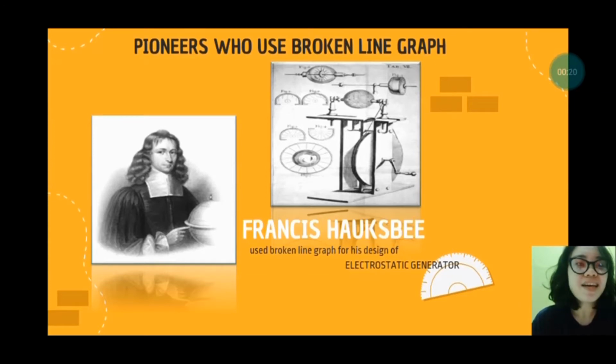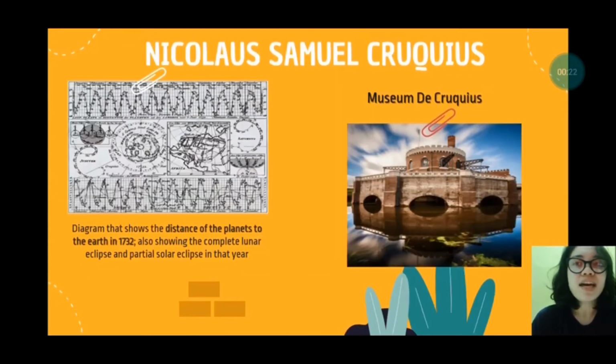Next, Nicholas Samuel Kakayas. He was a Dutch land surveyor, cartographer, and land reclamation engineer. Here is an example of his diagram using broken line graph. This diagram shows the distance of the planets to the Earth in 1732. This also shows the complete lunar eclipse and partial solar eclipse in that year. He also used the broken line graph to illustrate a plan to pump Harlan's Lake dry, for which he was commemorated by naming the museum under his name, and that is Museum de Kakayas.